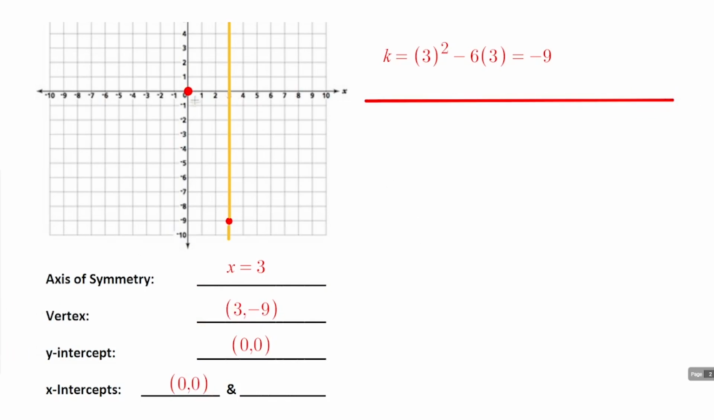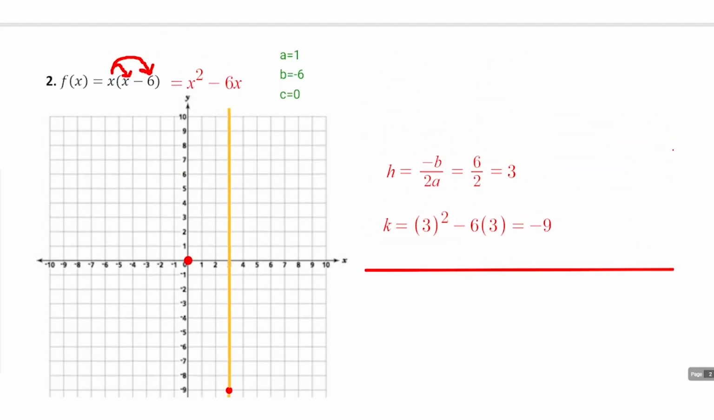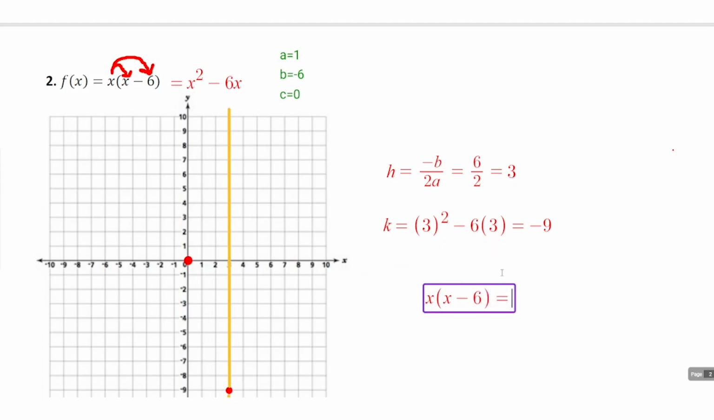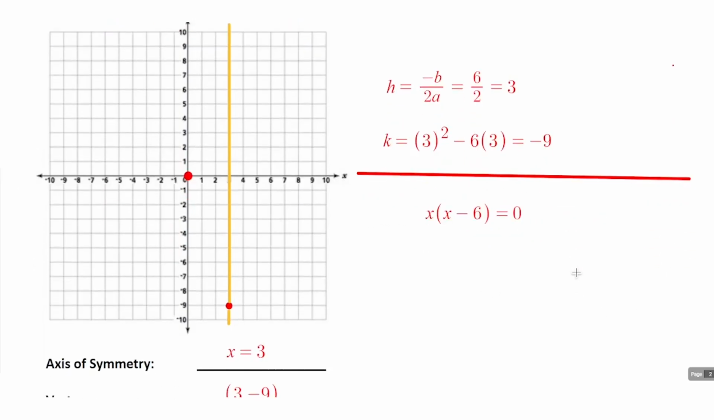So let's calculate the x-intercepts. We want to set the equation equal to 0 and then solve it, and since they already gave us the equation in factored form, we might as well just use that one. So x times (x minus 6) equals 0. A little line disappeared here. I'm having some issues with that lately.